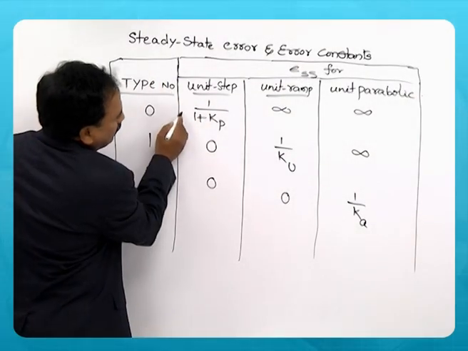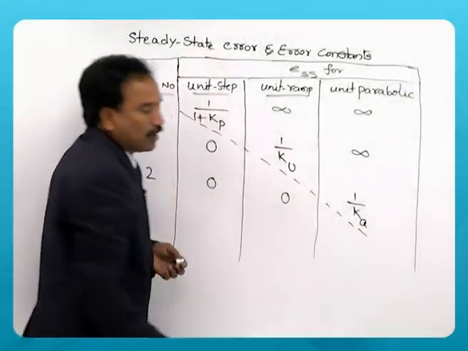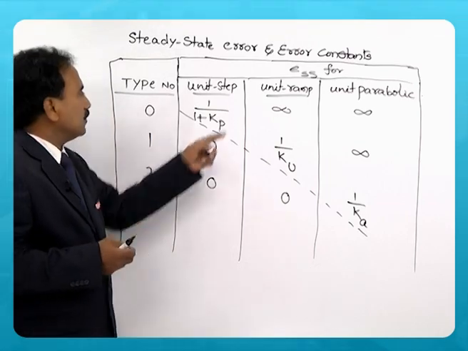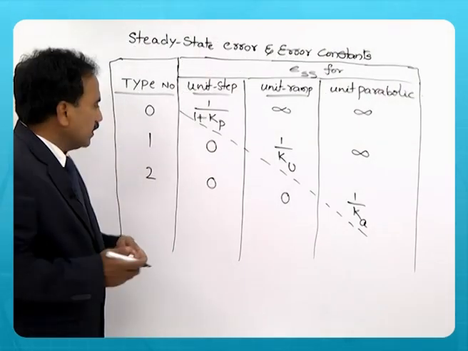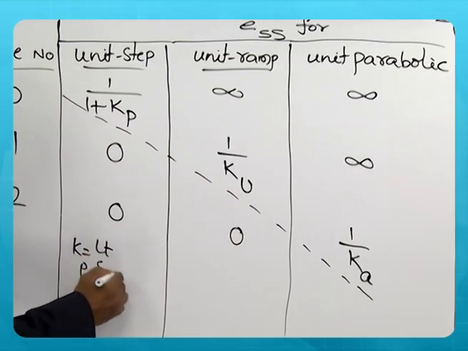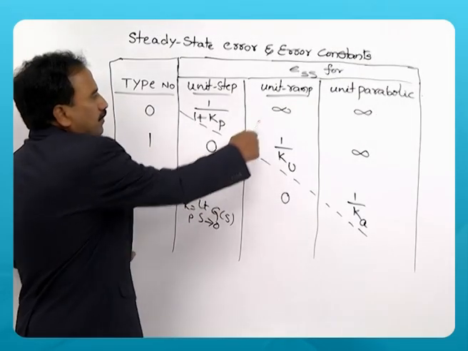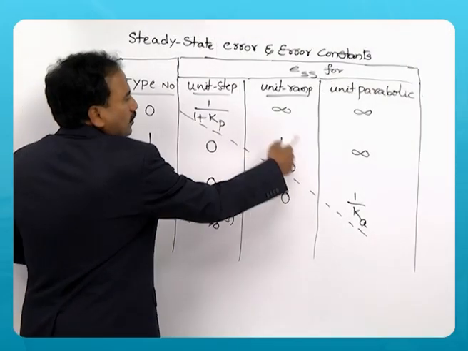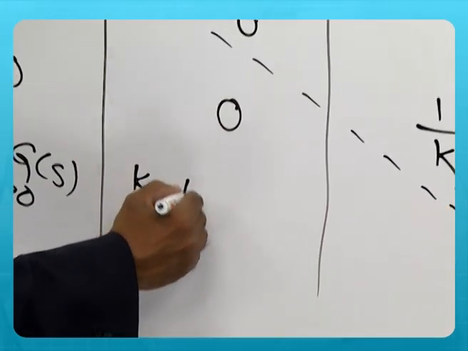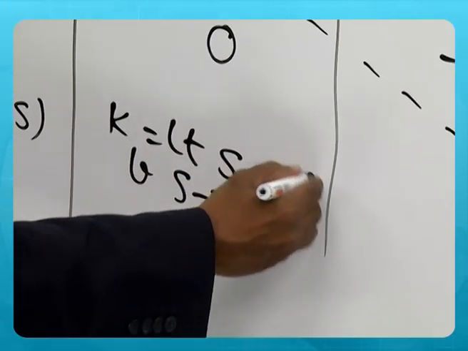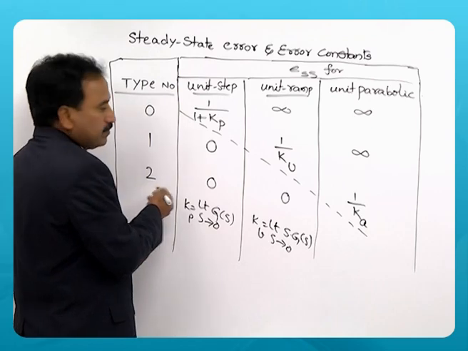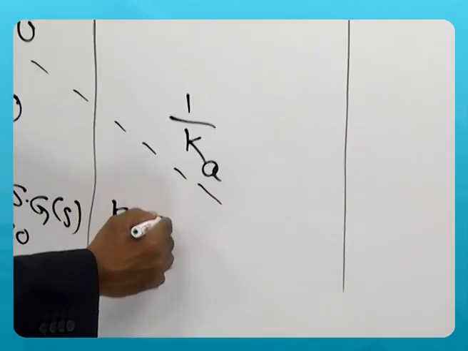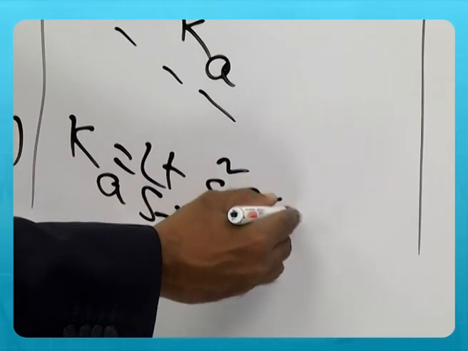So, you can observe that this diagonal means for type 0 system only you need to calculate the steady state error using this formula, where Kp is the position error constant that is given by limit s tending to 0 G of s. And if it is a unit ramp, you need not calculate for type 0 and type 2 and above systems. Only for type 1 system you need to calculate using the formula Kv, limit s tending to 0 s into G of s. And for type 2 system you need to calculate Ka when input is unit parabolic using the formula limit s tending to 0 s square G of s.